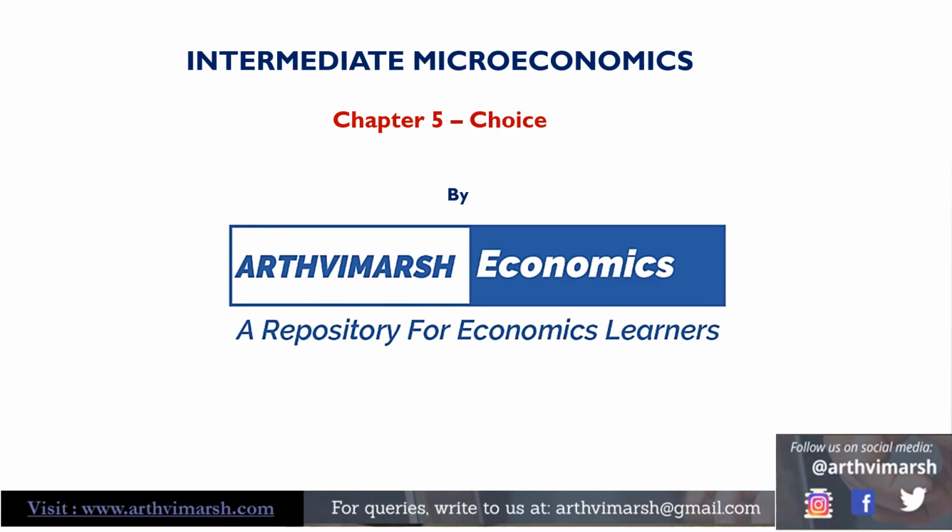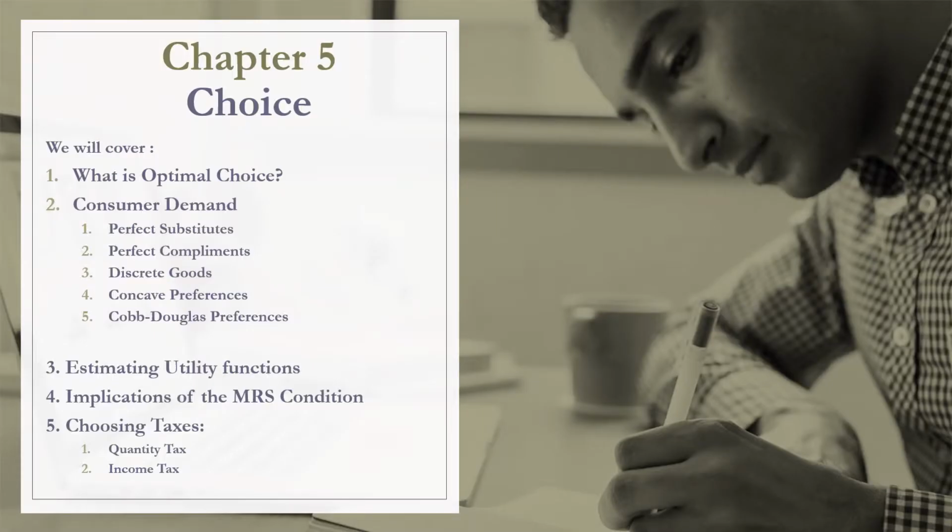This video provides a summary of Chapter 5, that is choice. In this video, we'll be first of all discussing what we mean when we say the optimal choice of a consumer. Then we'll be looking into the concept of consumer demand in terms of optimal choice by taking the same examples which we have been discussing so far with reference to the preferences.